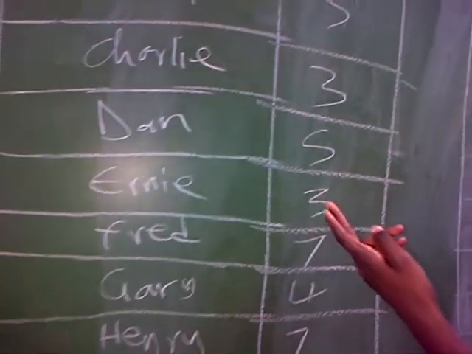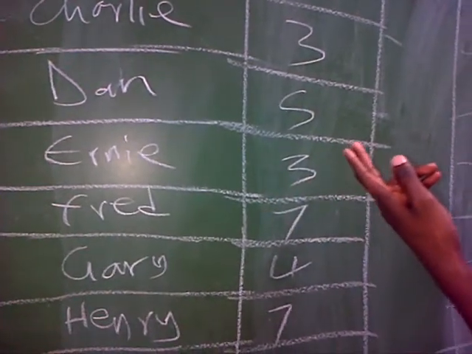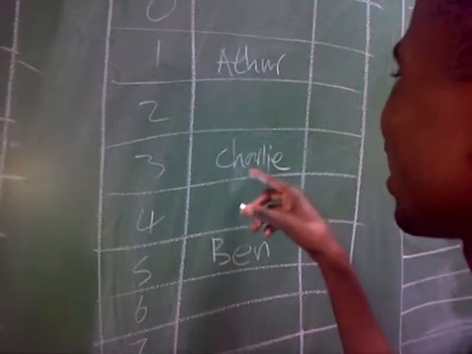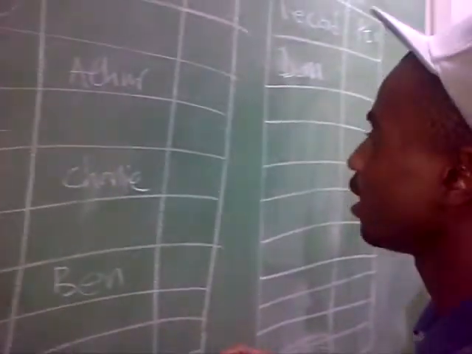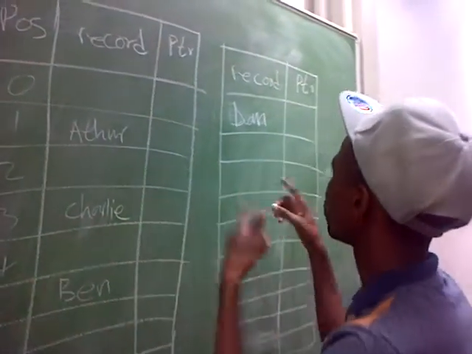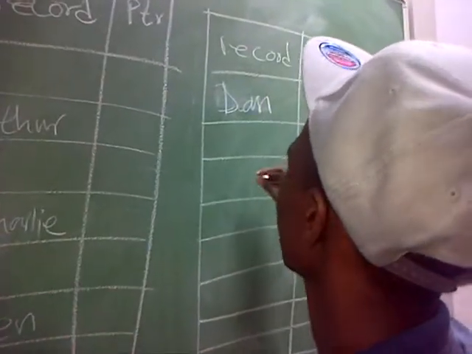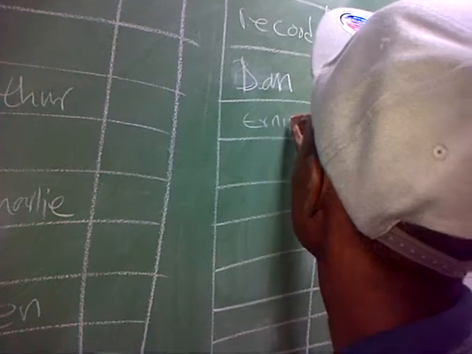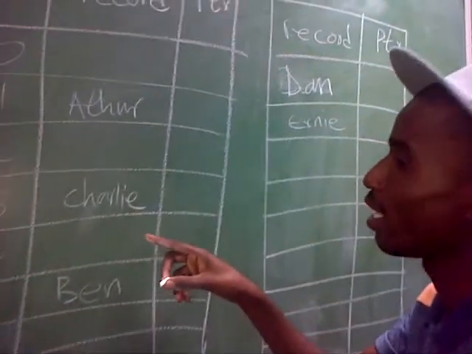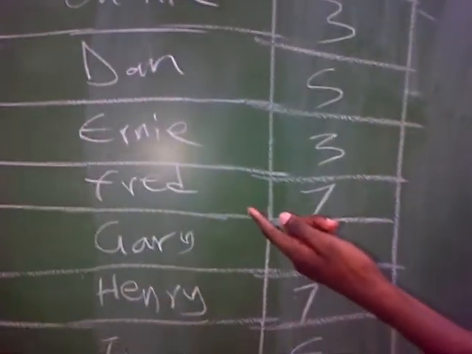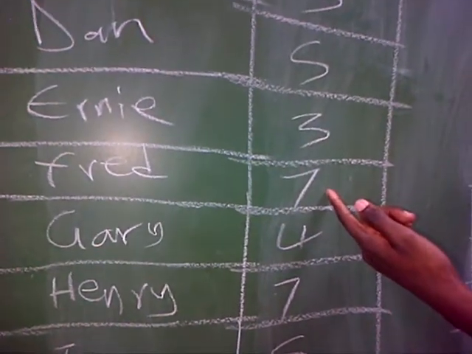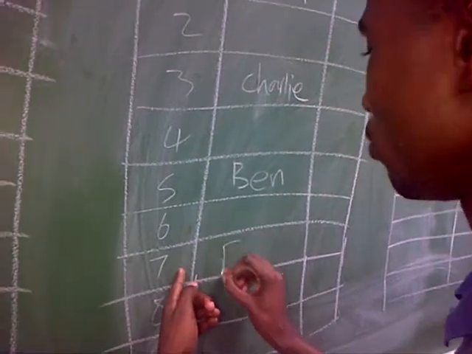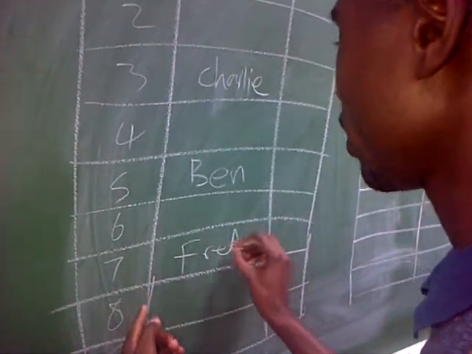Then we have Amy. She's on position 3. Amy on position 3 is colliding with Charlie. Then we take Amy to this other file. Amy this side collided with Charlie. Then we go to Fred. Fred is on position 7. Position 7 is here. We have Fred. There's nothing there, so Fred is here.